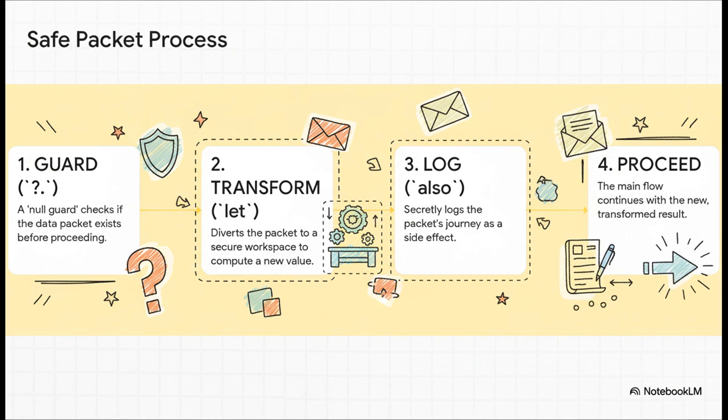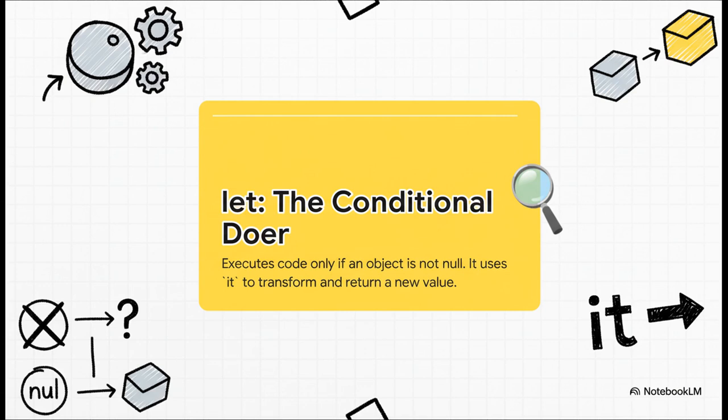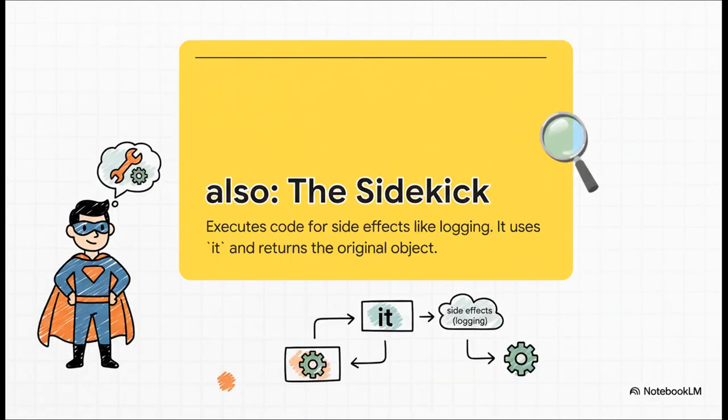Super clean. So let is our conditional doer. It's like a secure, temporary workspace that only even opens up if the object isn't null. Inside, you refer to the object as it, you can transform it, and then you return a totally new computed value. It's the safe way to create something new from something that might not exist. And then we have also, which is just the perfect name for it. It's the sidekick.